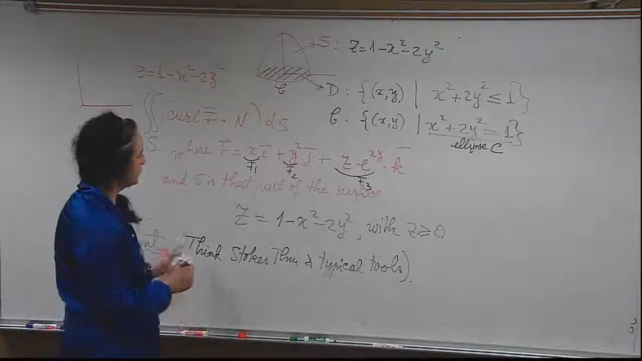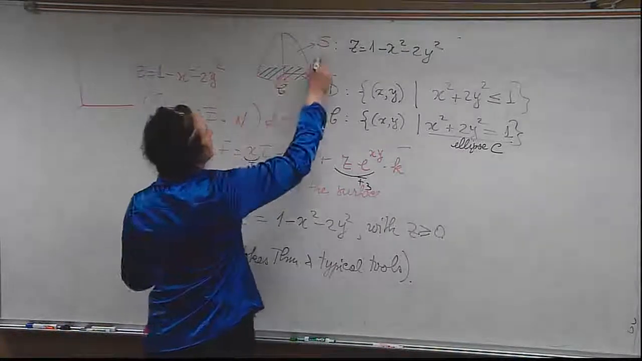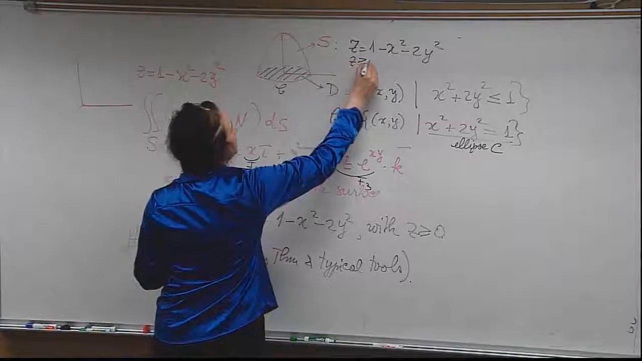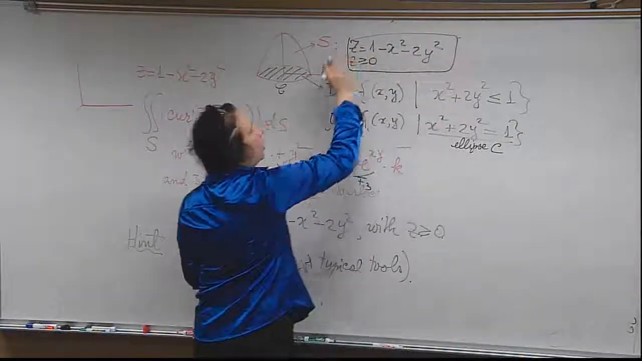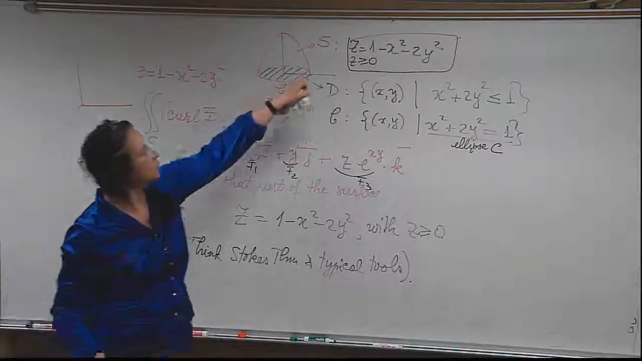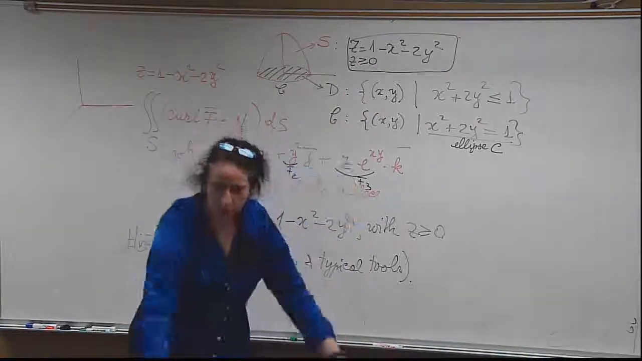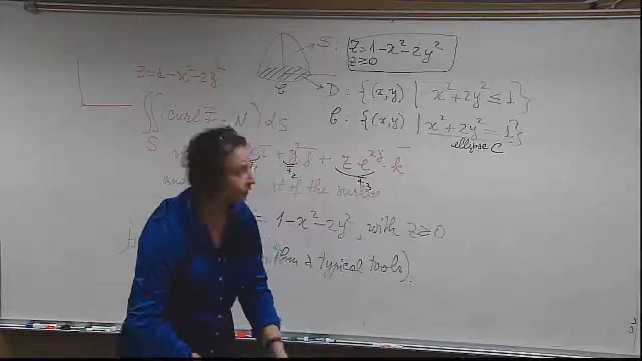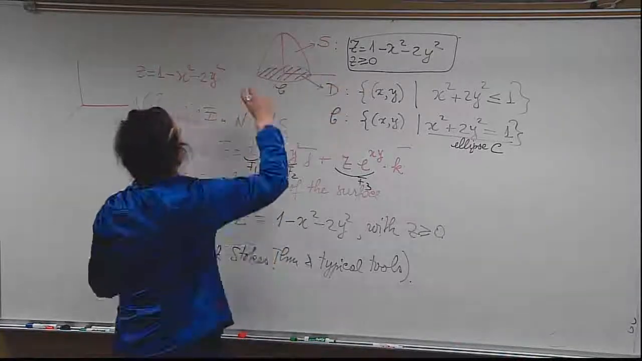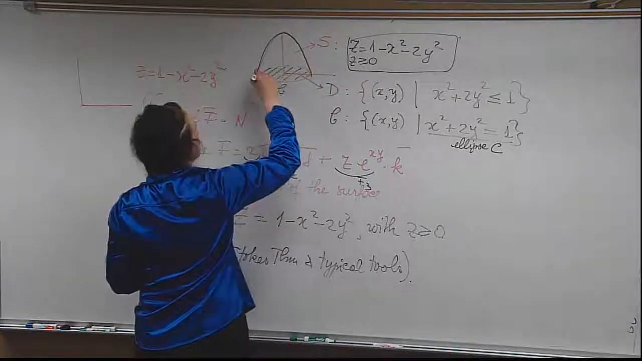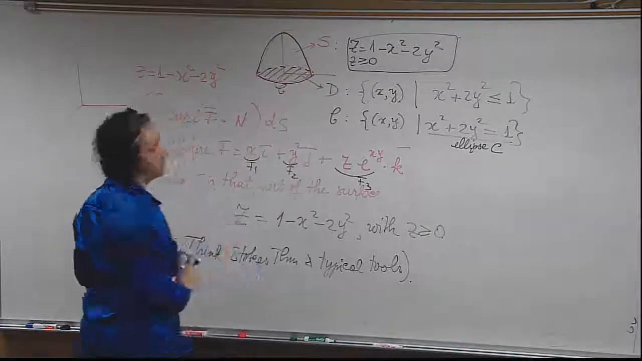So the surface itself is just the part that corresponds to z positive, not all the surface, because the whole surface will be infinitely large. It's a paraboloid that keeps going down to minus infinity. So you only take this part. It's a finite patch that I stop at.